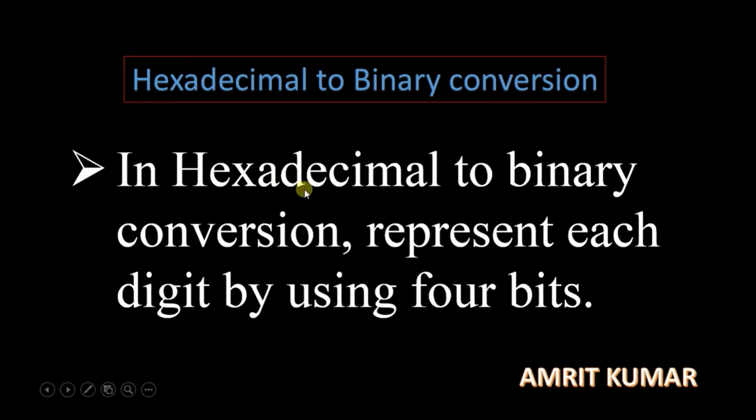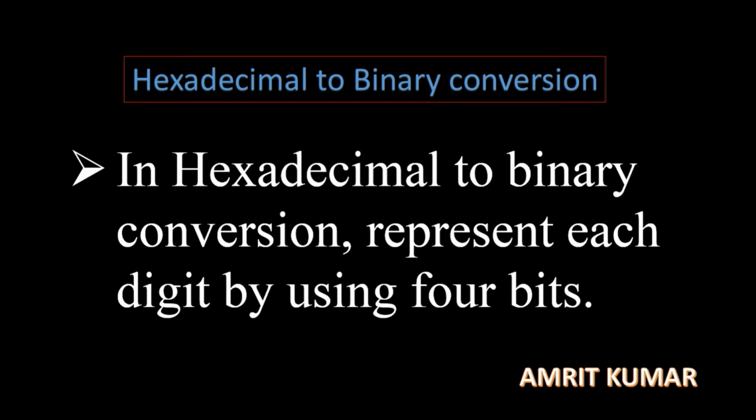In hexadecimal to binary conversion, we represent each digit by using 4 bits. That is the rule. When you want to convert a hexadecimal to binary, you have to represent each digit by using 4 bits, and that is a very important point. You have to represent each digit by using 4 bits.